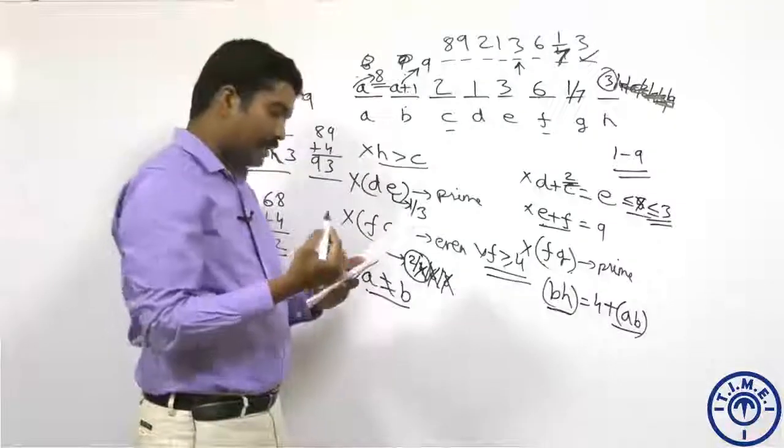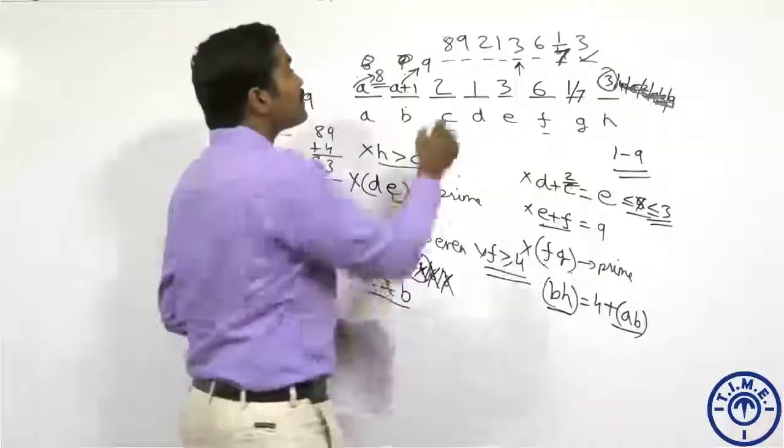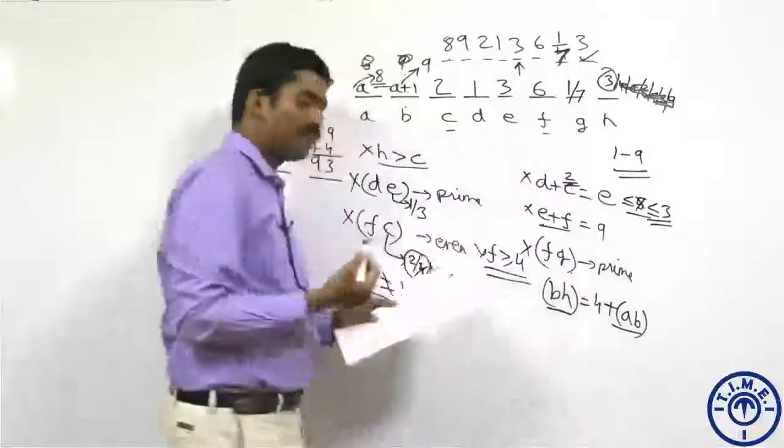Choice C. Last one. What is the difference between the first and the last digits of the phone number? 8 and 3. The difference would be 5. Option A.